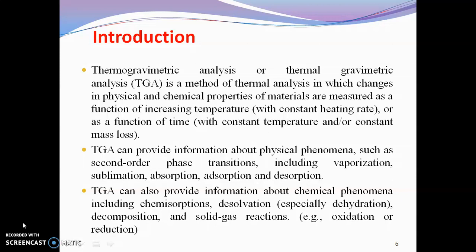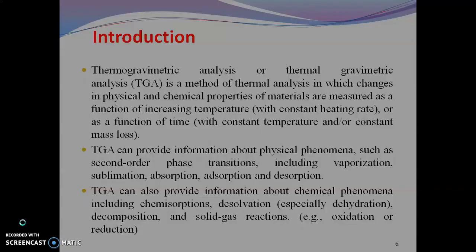Thermogravimetric analysis, or thermal gravimetry, is a method of thermal analysis in which changes in physical and chemical properties are monitored. Physical changes such as phase transition, vaporization, sublimation, adsorption and desorption can be monitored. And chemical changes such as dissolution, chemisorption, decomposition, oxidation or reduction are monitored or studied.